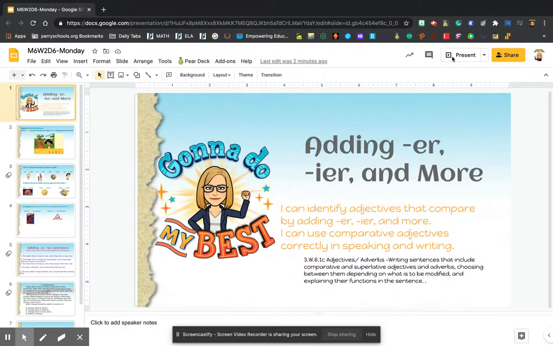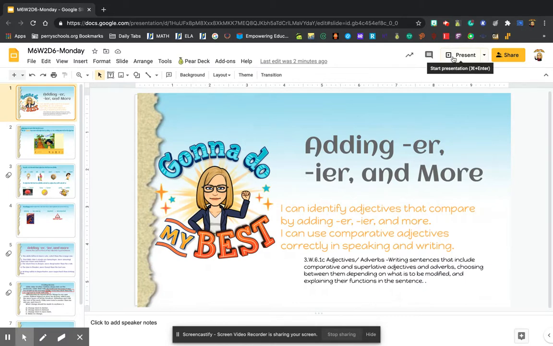Hey guys, today we are going to continue working on using adjectives in our writing and in our speaking. So, our goal for today is: I can identify adjectives that compare by using ER, IER, and more. And also, we're going to be looking at using comparative adjectives correctly in our speaking and our writing.